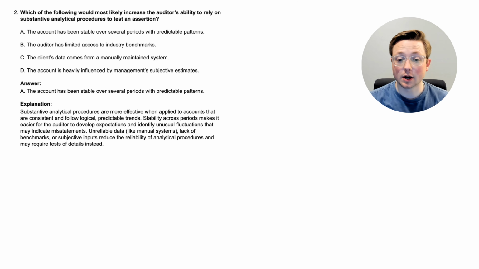Substantive analytical procedures are more effective when applied to accounts that are consistent and follow logical, predictable trends. Stability across periods makes it easier for the auditor to develop expectations and identify unusual fluctuations that may indicate misstatements. Unreliable data like manual systems, lack of benchmarks, or subjective inputs reduce the reliability of analytical procedures and may require tests of details instead. And again, we've talked about tests of details in previous videos as well. Now we expanded on question 1 there. Now let's go to the next question.